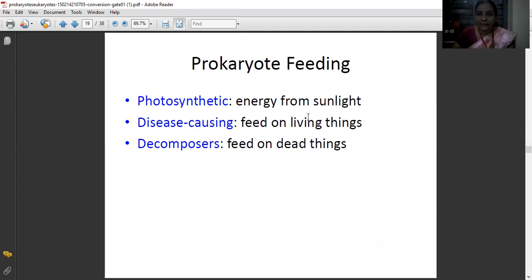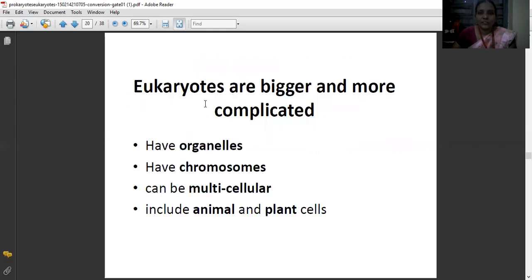Some bacteria, mostly the prokaryotic cells, are present in the bacteria. Some bacteria are photosynthetic. Then some feed on the living, meaning they develop in host cells. Some are decomposers, feeding on dead and decaying matter. So eukaryotes are bigger and more complicated.